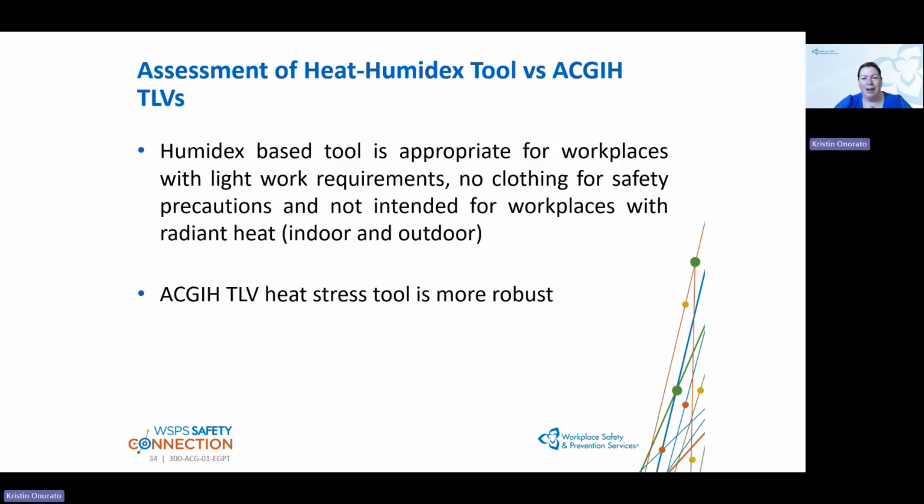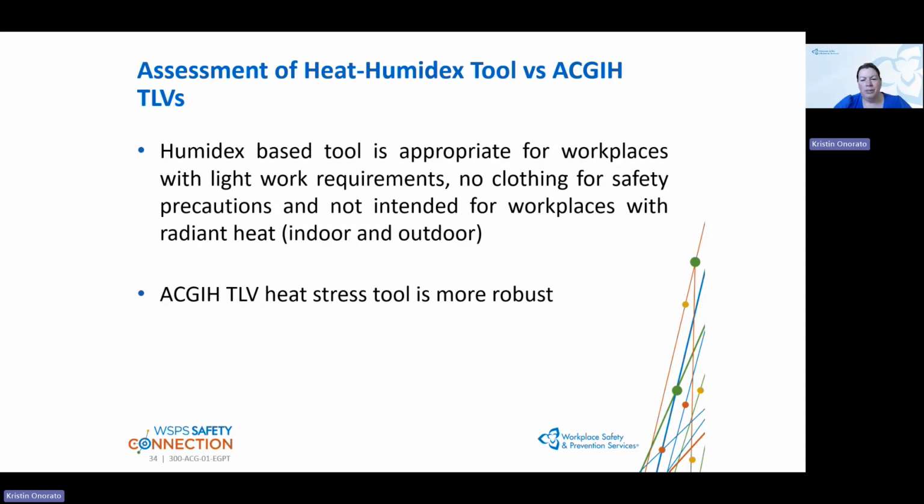So just to kind of wrap up what I just said in those last couple slides, part of your assessment when it comes to heat stress is assessing and determining which heat stress method or heat monitoring method is the most appropriate at your workplace. So Humidex-based approach, again, appropriate for lighter to moderate work, no significant safety PPE requirements, and no significant radiant heat. If you have a lot of radiant heat, or again, your PPE requirements are pretty intense when it comes to clothing and masks and what needs to be worn, then the ACGIH tool may be considered more appropriate. It is definitely more robust, and certainly the recommendation from the ministry when it comes to those process heat facilities.